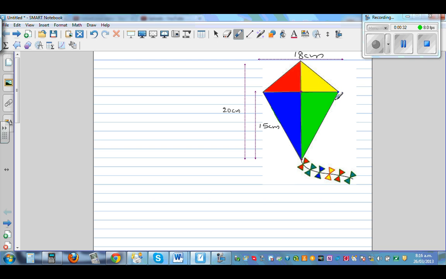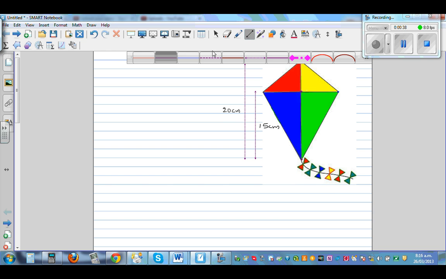Okay, so let's split this into two triangles. I'll consider this triangle. So let me draw a dotted line so that you see what I'm doing. So I want to find the area of this triangle, this dotted triangle.